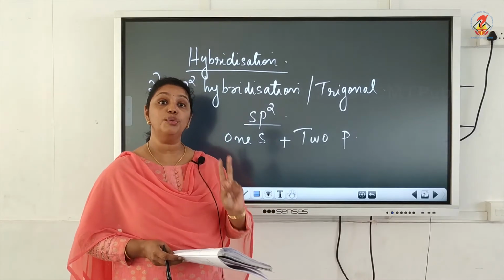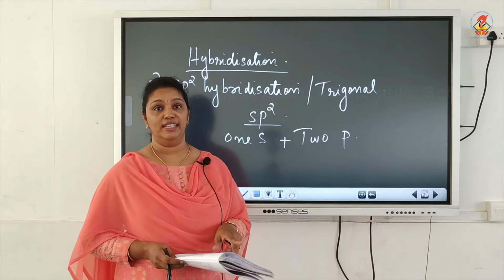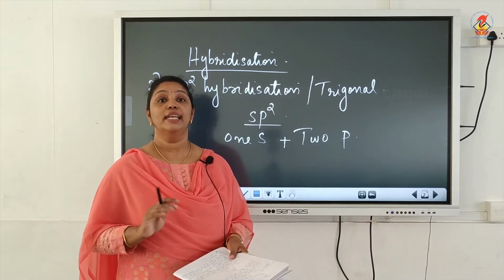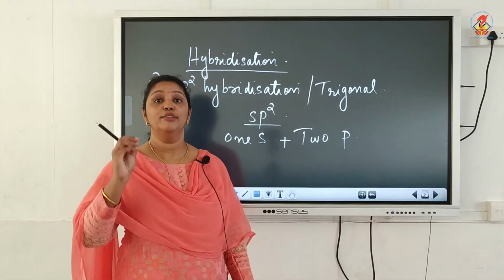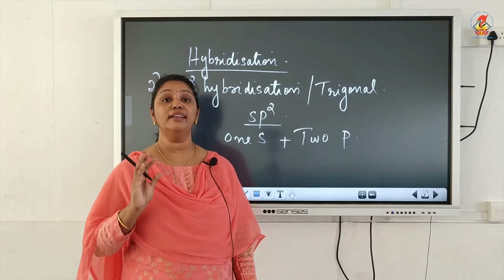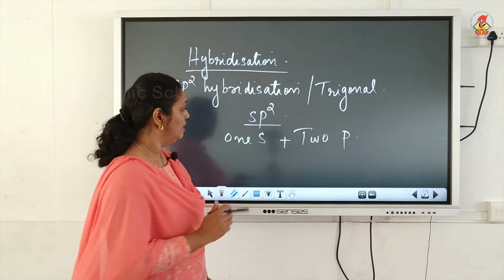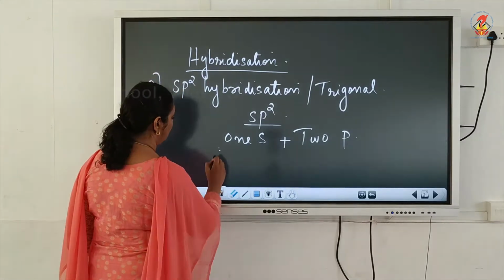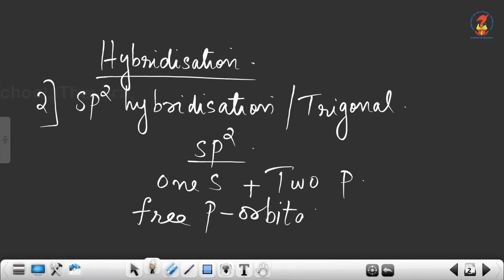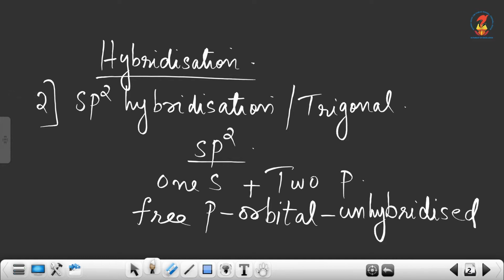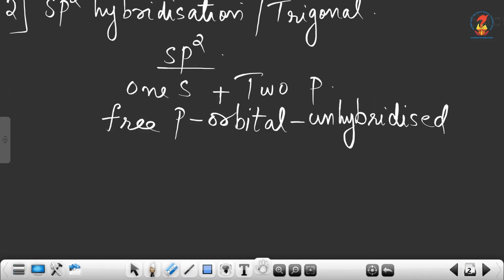Okay, now as you can see, it is Sp2. So only two p orbitals are used for hybridization and one p orbital is left in its free state, and we call that free p orbital an unhybridized p orbital. So the third p orbital, which is free, that is called the unhybridized p orbital.